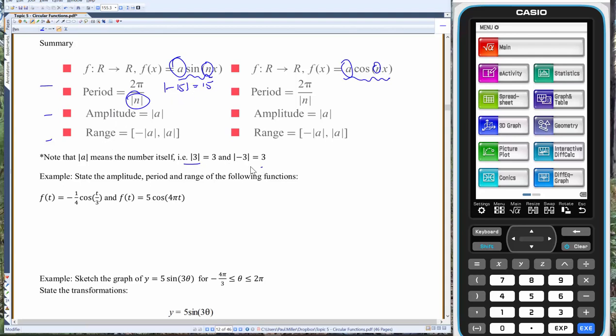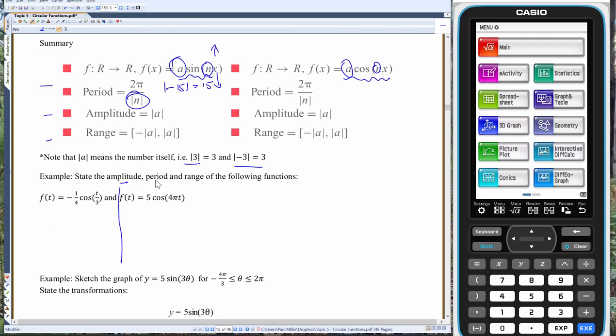And here's a summary of it down here. The amplitude is also the absolute value of a. So if a is negative 6, the amplitude is going to be 6. And then the range is going to be the negative of the amplitude to the positive of the amplitude, given that this graph has not gone either up or down. Okay, so let's do it for these two examples here.